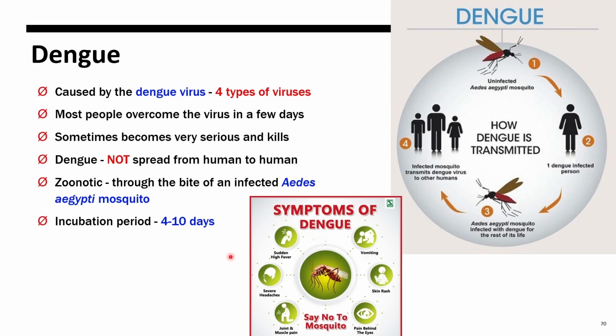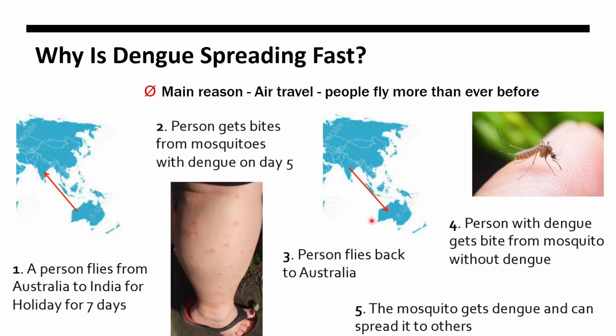What is the time it takes to start developing the disease? 4 days. But the person got the bite on day 5, so he will not show any symptoms even on day 7 when he flies back to Australia. There are no symptoms, but after some days in Australia, he will show the symptoms. Then a mosquito in Australia bites the person and then bites another person in Australia, and then the disease has traveled to Australia. So likewise, dengue is spreading very fast.